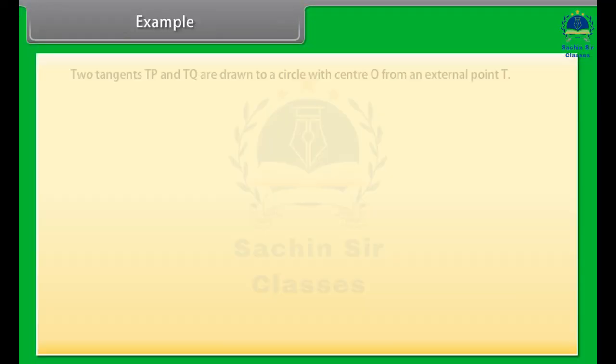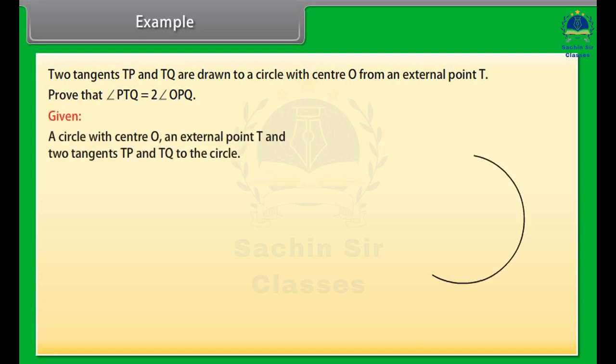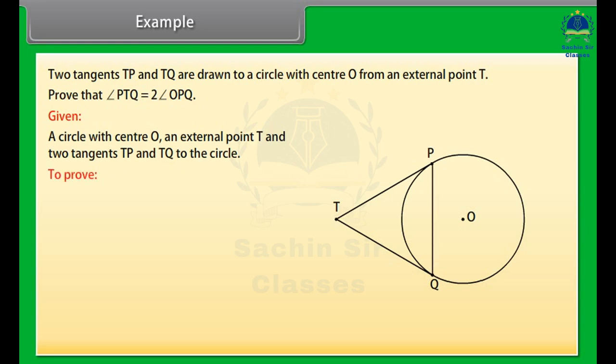Example. Two tangents TP and TQ are drawn to a circle with center O from an external point T. Prove that angle PTQ is equal to 2 angle OPQ. We are given a circle with center O, an external point T, and two tangents TP and TQ to the circle where P and Q are the points of contact. We need to prove that angle PTQ is equal to 2 angle OPQ.